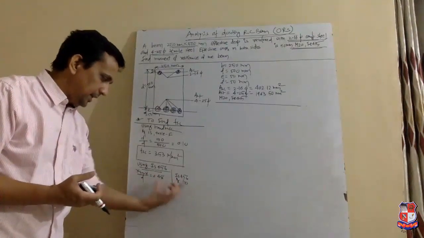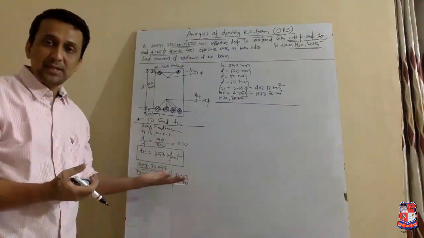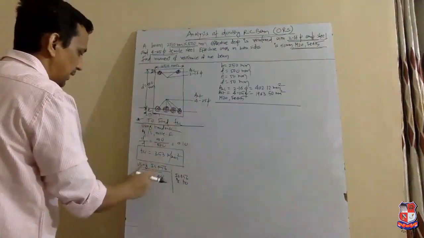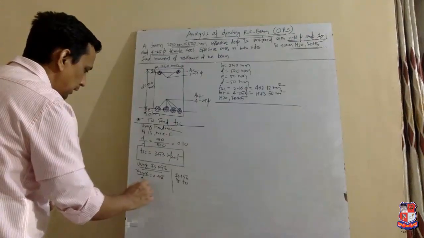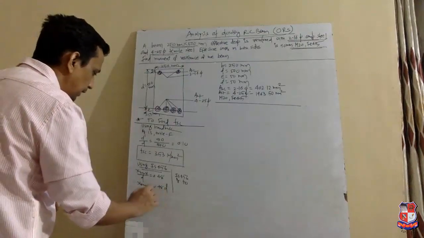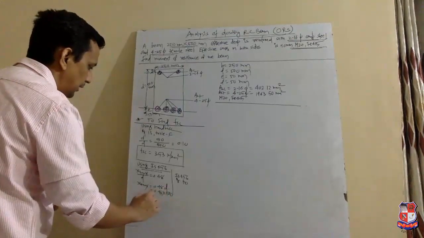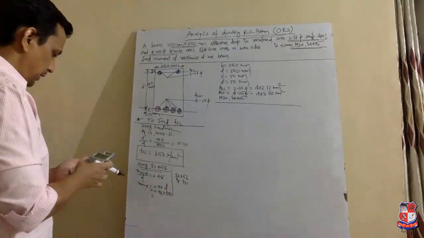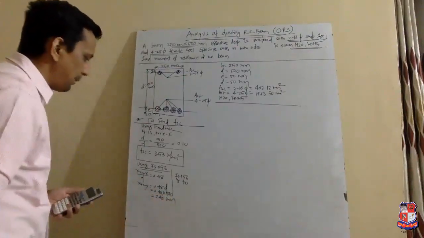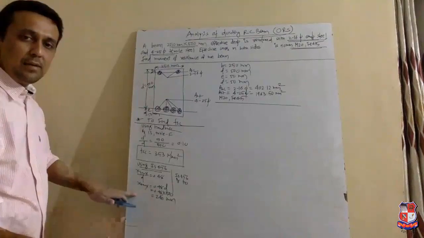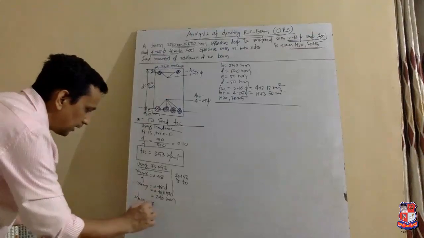In page number 70, for various steel grades, the value of xu max by d is given. From there, for Fe415, we have xu max by d equal to 0.48. Therefore, xu max equal to 0.48 d equal to 0.48 into 500. So we get 240 mm.